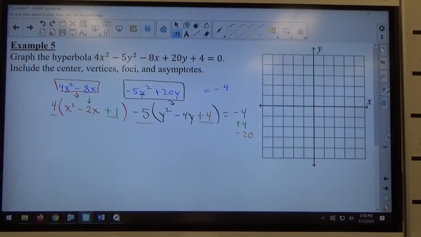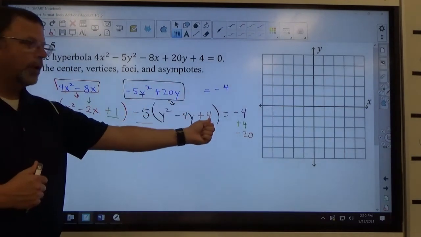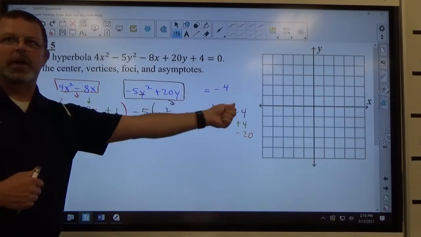Okay? So when you complete the square, you always put plus 1, plus 4. But then the actual value change is the number you put in there times the outside number for that group. That's how the other side gets modified.